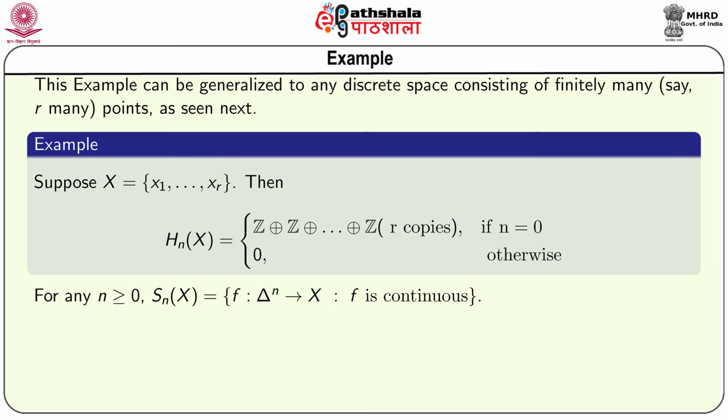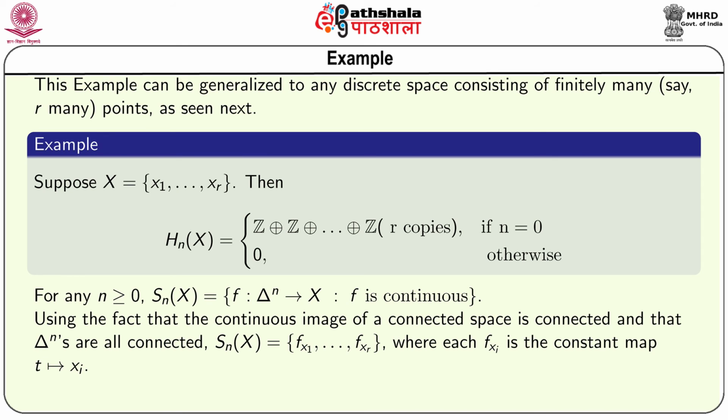For any n greater than or equal to 0, S_n(X) is the collection of all singular n-simplexes. Now, using the fact that the continuous image of a connected space is connected and that the delta n's are all connected, we have S_n(X) consisting of the set of constant functions f_x1, f_x2, etc., up to f_xr.